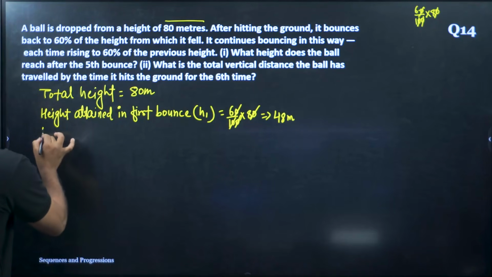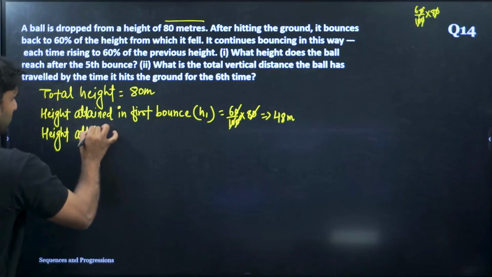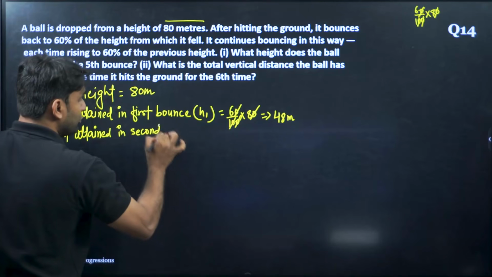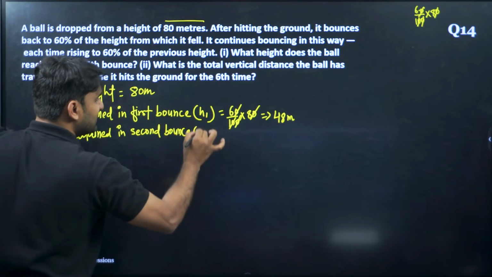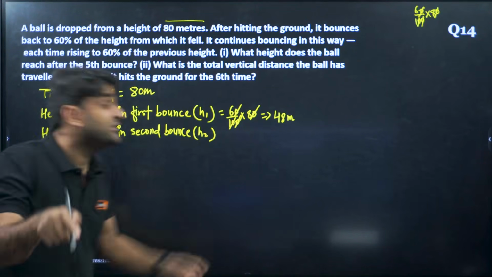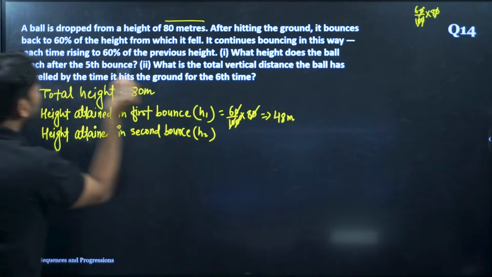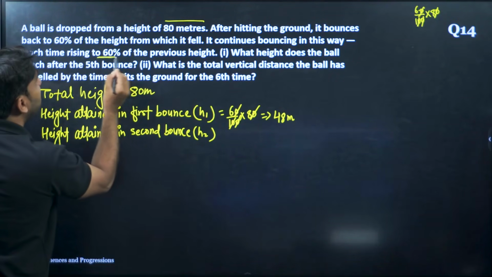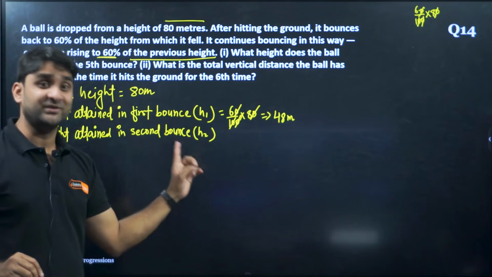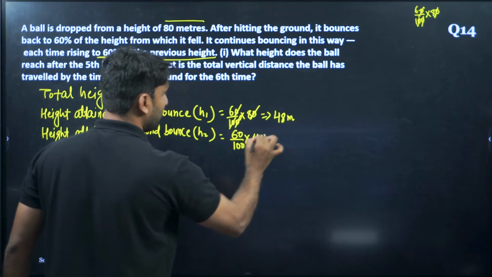Now, listen. Height attained in, guys, second bounce. So in the second bounce, let's say this is H2, the height attained will be 60% again, but 60% of the previous height, because the question says it continues bouncing in this way, each time rising to 60% of the previous height, right? And the previous height will be 48 meters for the second bounce. So 60 divided by 100 into 48.